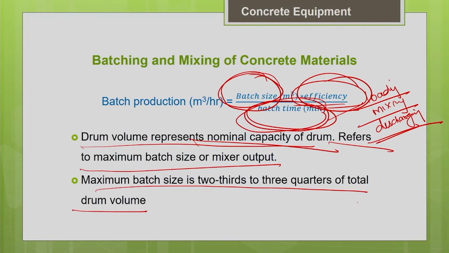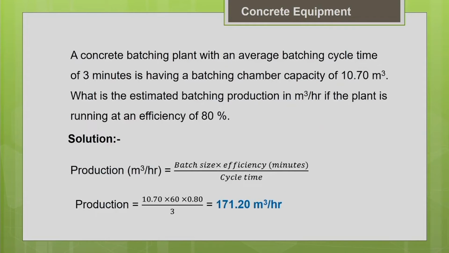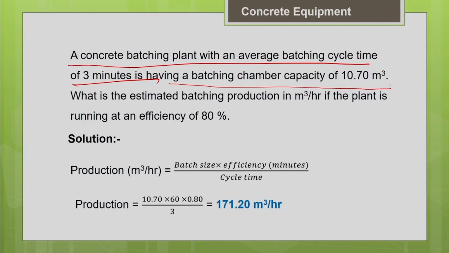So, let us work out a simple example on estimation of the productivity of the concrete batching plant. A concrete batching plant with an average batching cycle time of 3 minutes. So, the cycle time is given to you directly as 3 minutes. It includes the loading time, mixing time as well as the discharging time. It is having a batching chamber capacity of 10.7 meter cube.